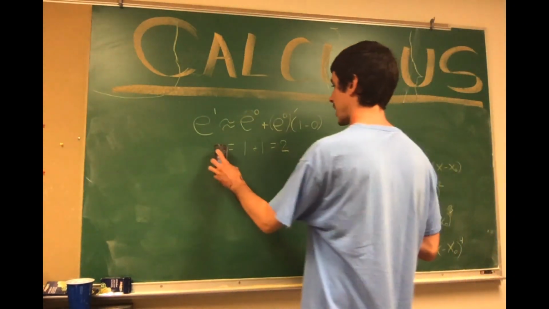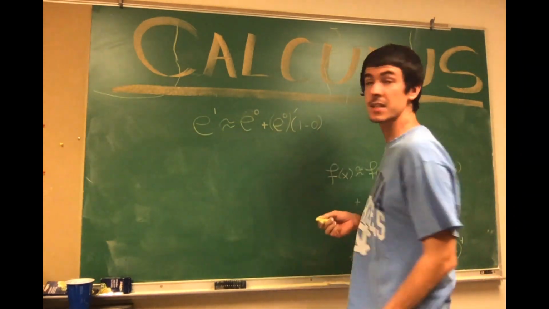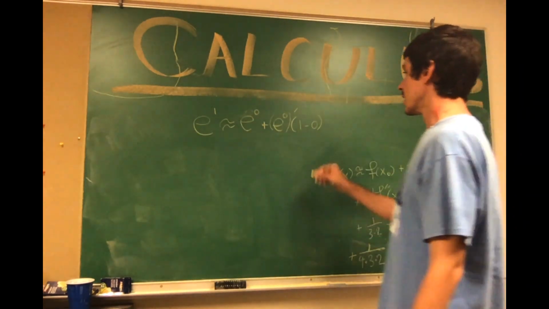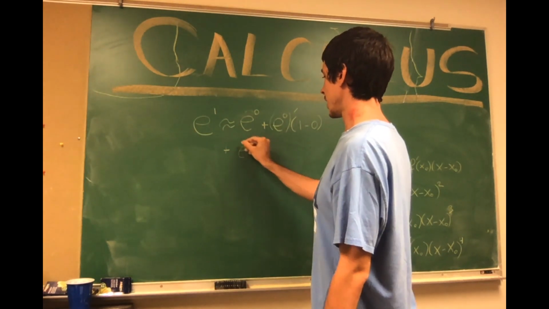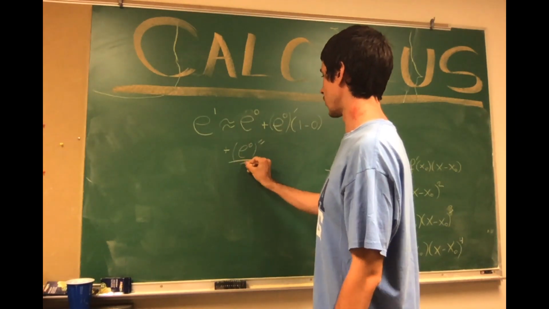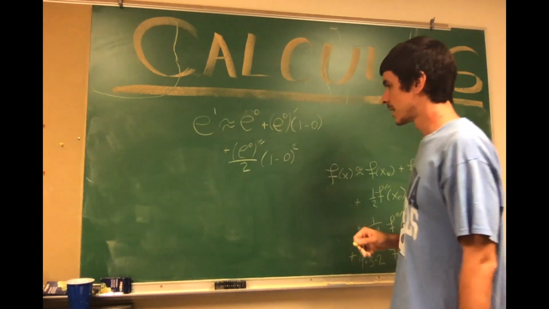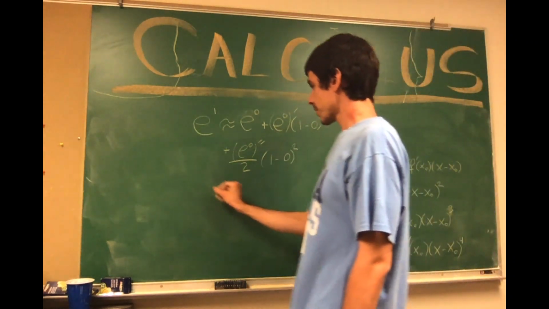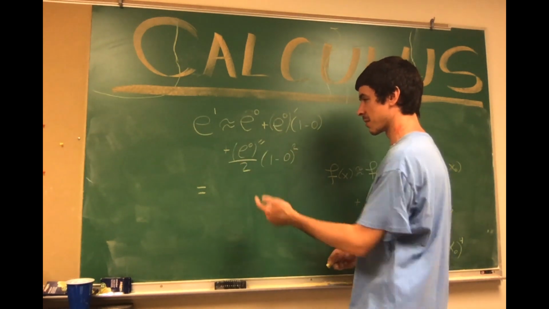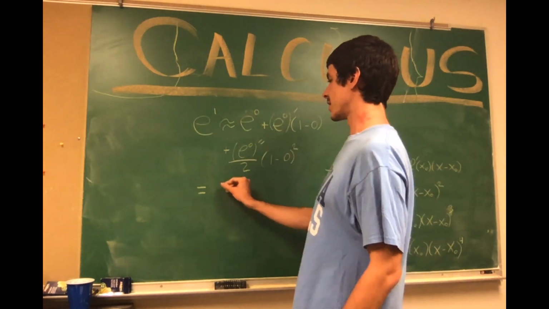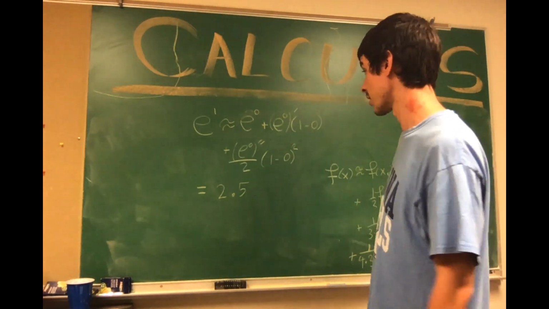Now let's make it a quadratic approximation. And of course all derivatives of e to the x are just e to the x. So the second derivative is also going to be e to the x. So plus e to the 0 double prime over 2 times 1 minus 0 squared. Now 1 squared is still just going to be 1. It's going to be 1 over 2. So this is going to be 2.5. Okay, well that's starting to look better. We know it's something like 2.78, so that's starting to look better.